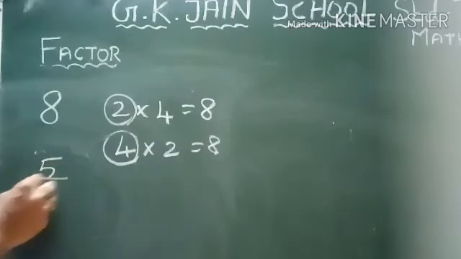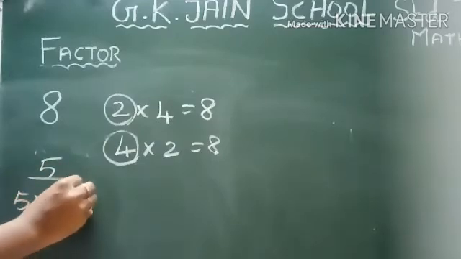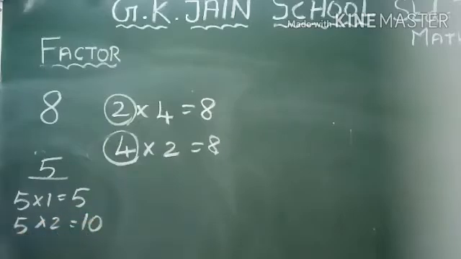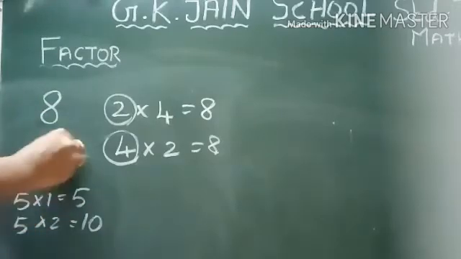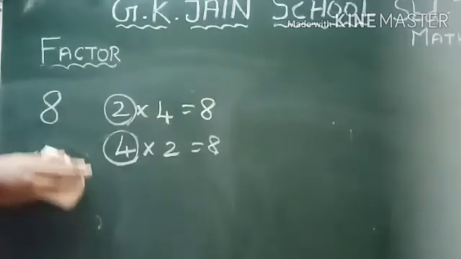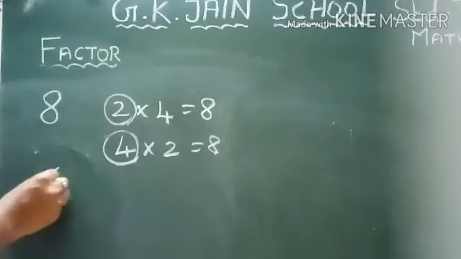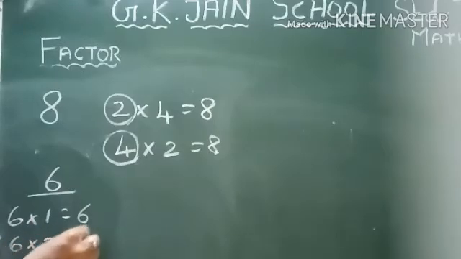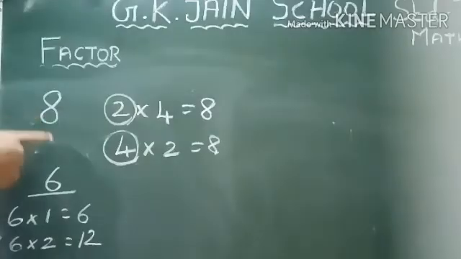5 table. 5 ones are 5, 5 twos are 10. Wait, 10 is more than 8. So 5 is not a factor of 8. Now we are going to move to the next table, 6 table. 6 ones are 6, 6 twos are 12. So 12 is more than 8. So 6 is not a factor of 8.